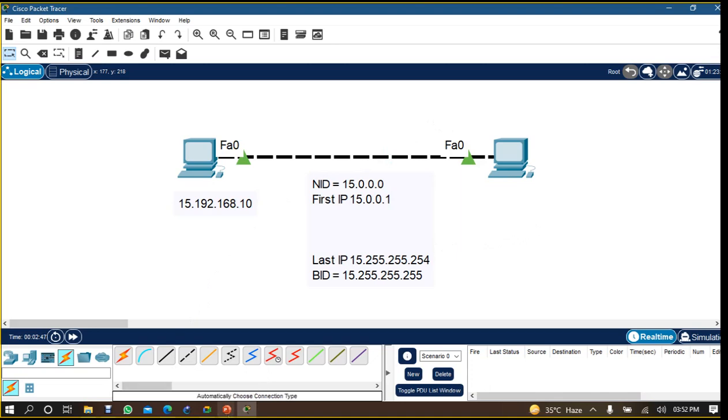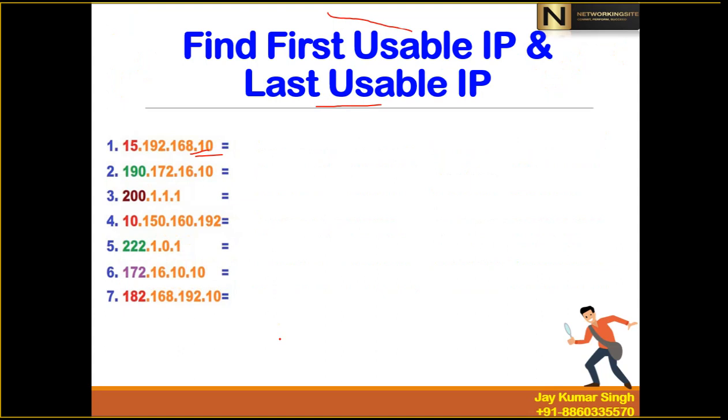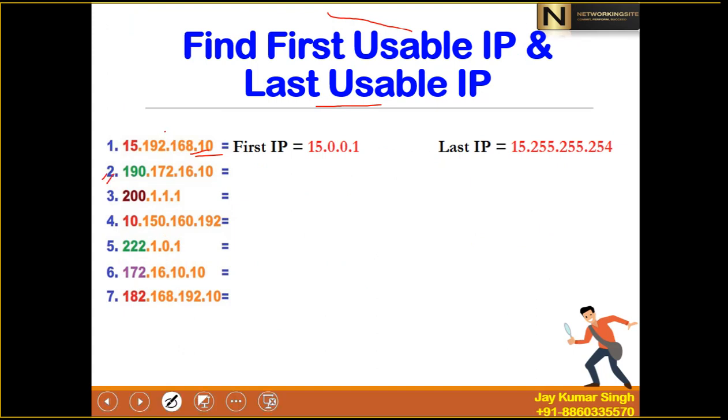Now coming back to this slide, I am asking what the first IP address and the last IP address of this network are. The first IP address is this one and the last is this one. Now you tell me about this one: what is the first IP and the last IP? The first IP is 190.172.0.1. Very good. The last is 190.172.255.254. Okay, fine.